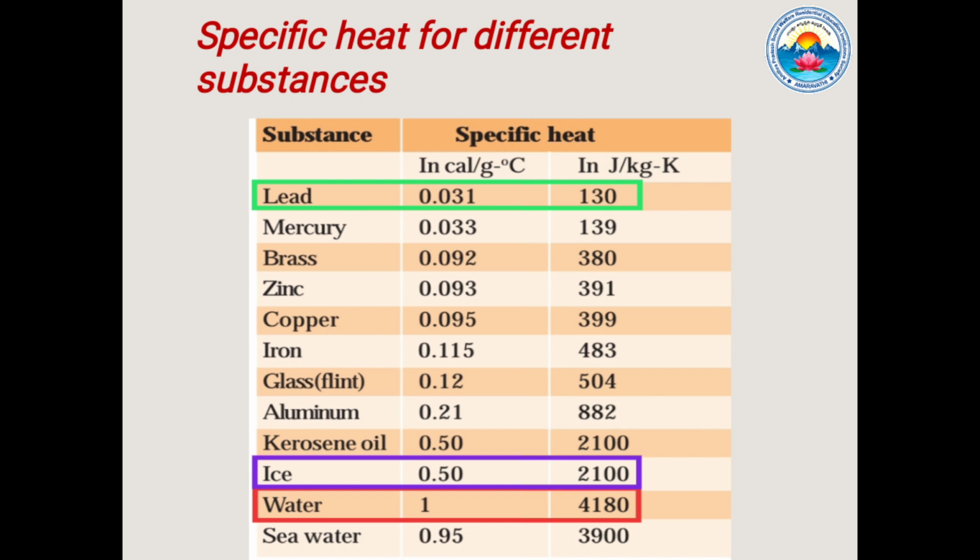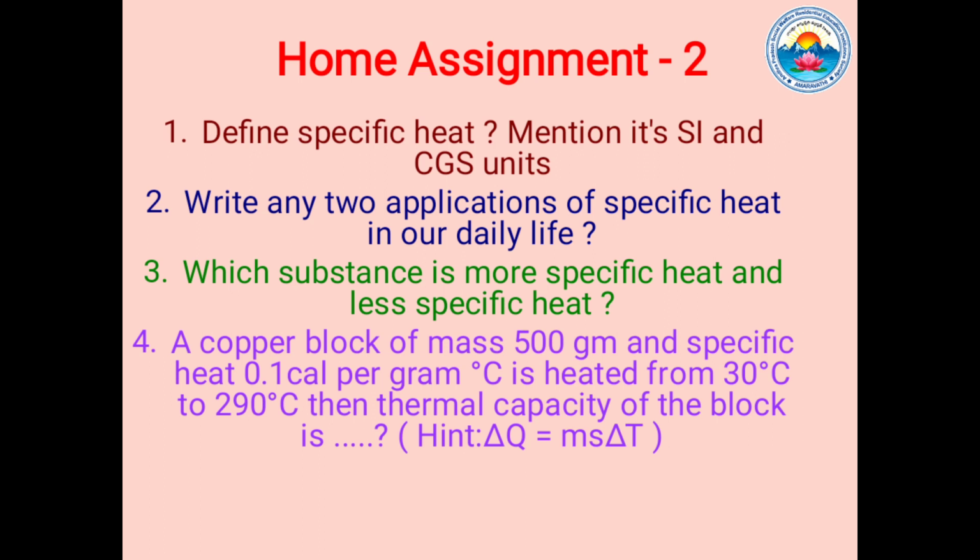Very good. Okay. Now I want to conclude from these questions. I want to give a home assignment. Please write this down. First question is define specific heat. Mention its SI units and CGS units. Second question is write any two applications of specific heat in our daily life. Third question is which substance has more specific heat and which has less specific heat.